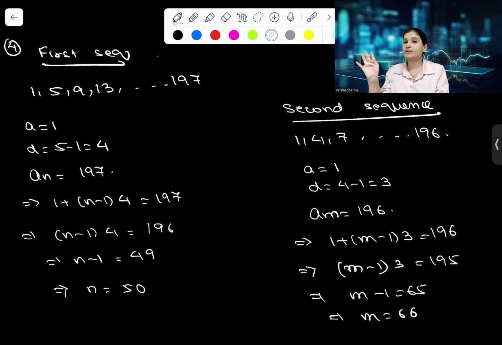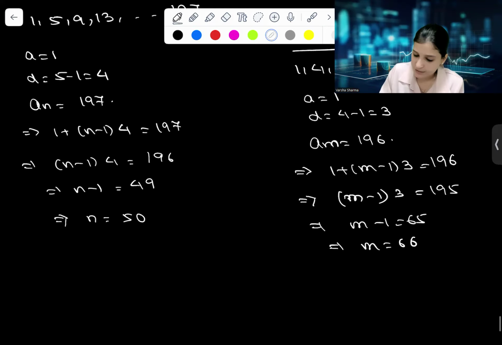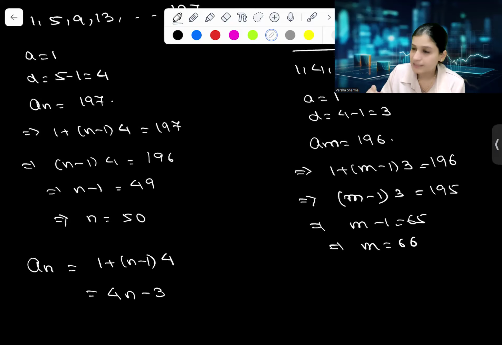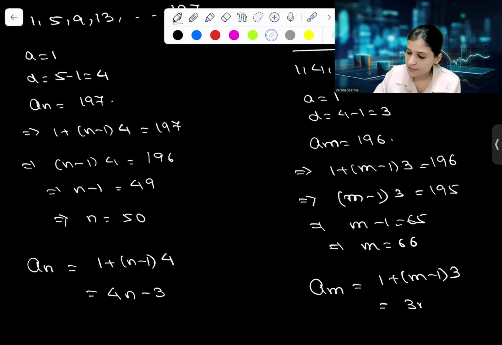Agree? Clear, any doubt? No, ma'am. Now find the general term of both the sequences. For the first one, find an. A plus n minus 1 into d, that is 4n minus 3. Here, find the general term am. A plus m minus 1 into 3, 3m minus 2. So we got the general term.